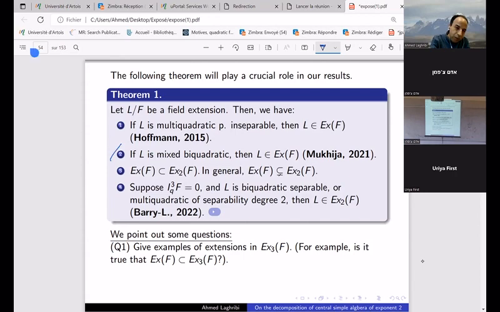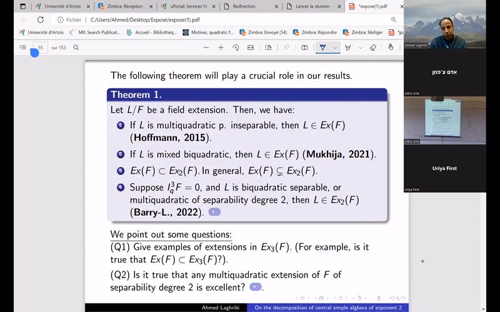When we see this example, we can ask a question. Is it true that any multi-quadratic extension of F of separability degree 2 is excellent? I have no idea for that, but we have the first step, which is due to Mokija.